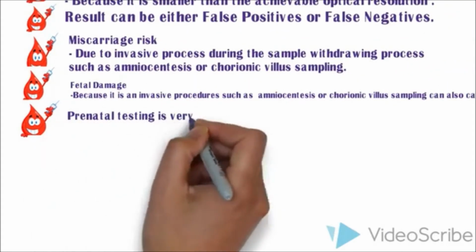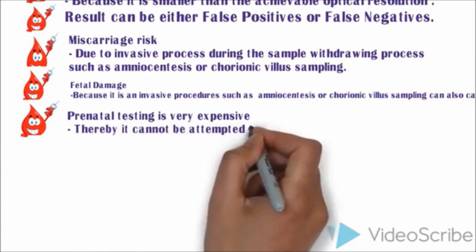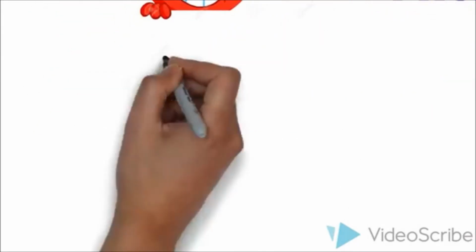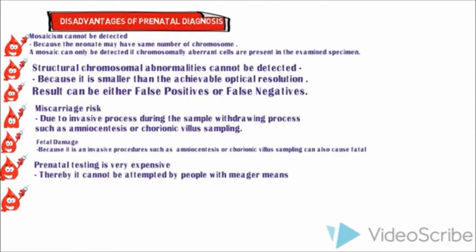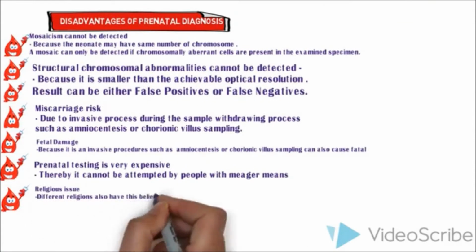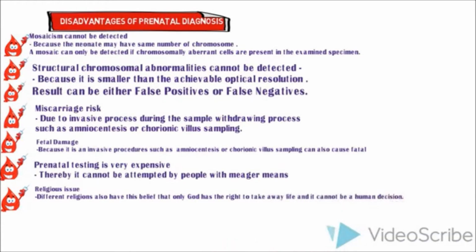Next, prenatal testing is very expensive. It is high cost, thereby it cannot be attempted by people with meager means. The last disadvantage is related to religious issues. Different religions also have the belief that only God has the right to take away life, and it cannot be a human decision.